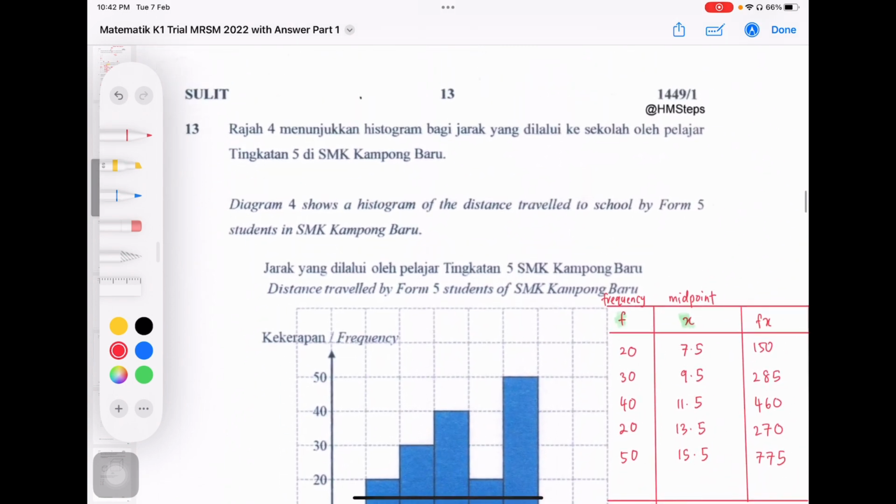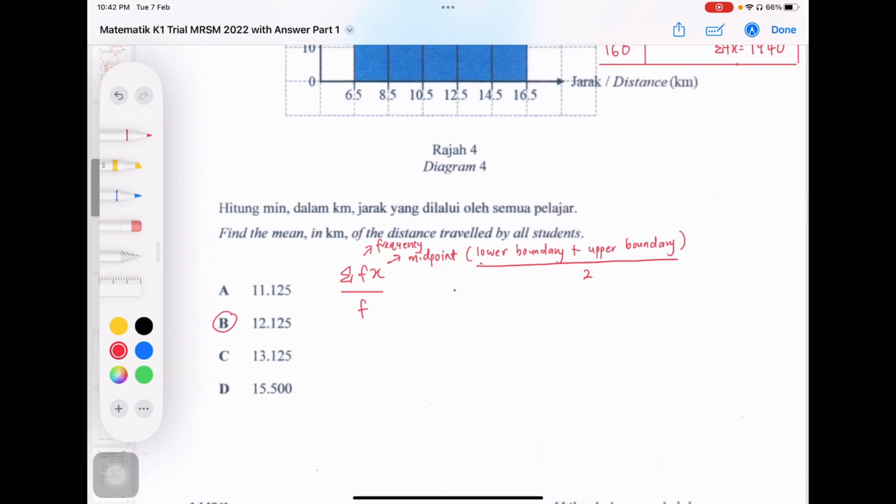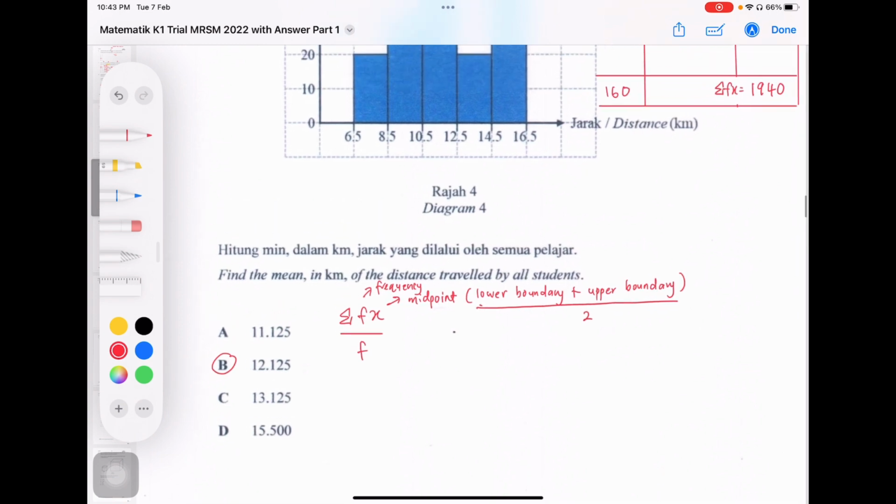Number 13. Diagram 4 shows a histogram of the distance traveled to school by Form 5 students in SMK Kampung Baru. The question asks you to find the mean in kilometer of distance traveled by all students. So what is the formula to find mean? Summation of fx over f. F means frequency and x means midpoint. So how to find midpoint? Lower boundary plus upper boundary, and you divide by 2.